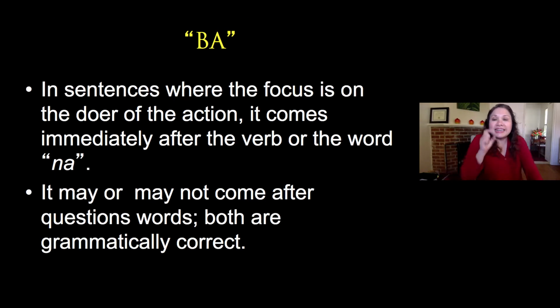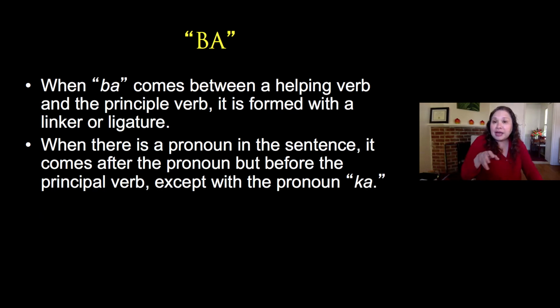So, for example, in sentences where the focus is on the doer of the action, or what we call the actor, it comes immediately after the verb or the word na. It may or may not come after question words, and both are grammatically correct. When ba comes between a helping verb and the principal verb, it is formed with a linker or ligature. When there is a pronoun in the sentence, it comes after the pronoun, but before the principal verb, except with a pronoun like ka.